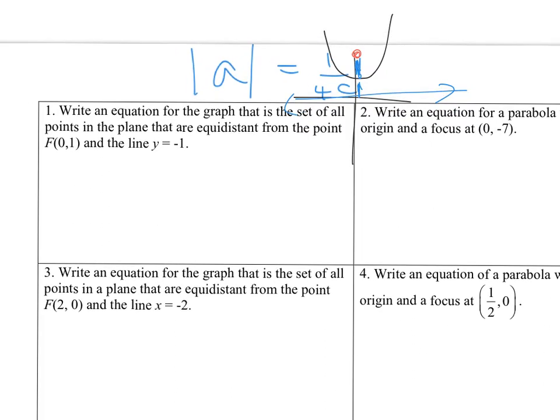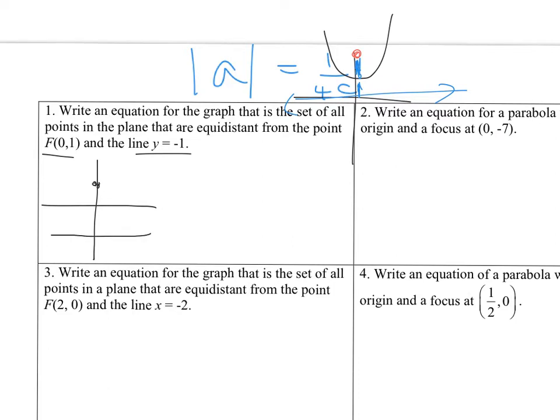Okay, so number 1, write an equation for the graph that is the set of all points on the plane that are equidistant from the point F, which is the focus, at (0, 1), and the line y equals negative 1. So let's look at what's going on in this parabola. You have a focus at (0, 1) and the line y equals negative 1.